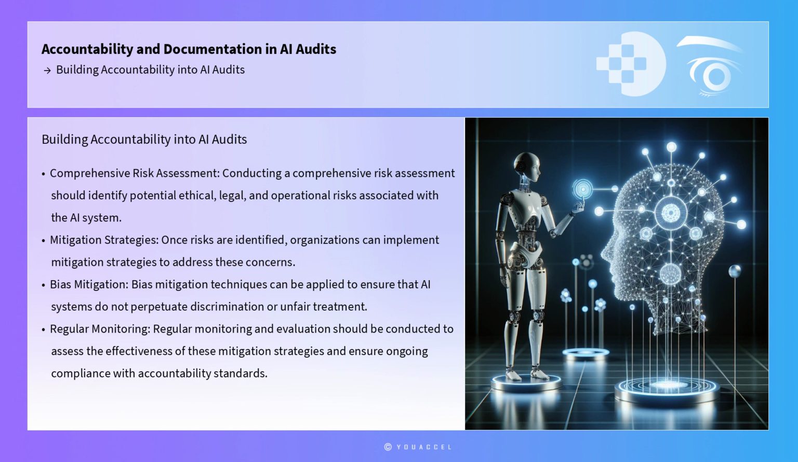A step-by-step application of building accountability into AI audits begins with conducting a comprehensive risk assessment. This assessment should identify potential ethical, legal, and operational risks associated with the AI system. Once risks are identified, organizations can implement mitigation strategies to address these concerns. For instance, bias mitigation techniques can be applied to ensure that AI systems do not perpetuate discrimination or unfair treatment. Regular monitoring and evaluation should be conducted to assess the effectiveness of these mitigation strategies and to ensure ongoing compliance with accountability standards.